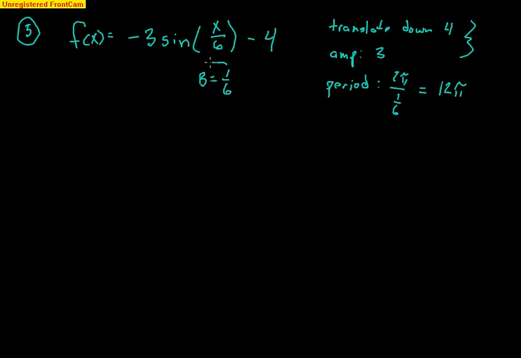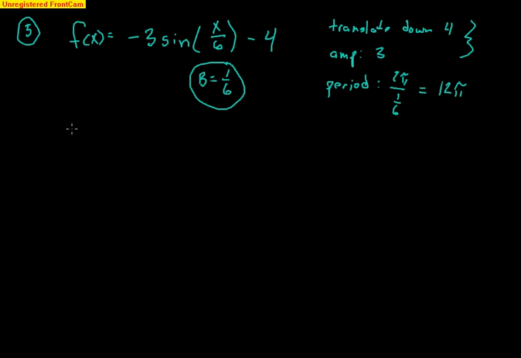So again, frequency is how many waves you have in 2 pi. Well, it takes me 12 pi for a full circle right now. 12 pi for a full wave. So in 2 pi, I'm only going to see 1/6 of a wave inside of 2 pi. So frequency is how many waves you have inside of 2 pi.